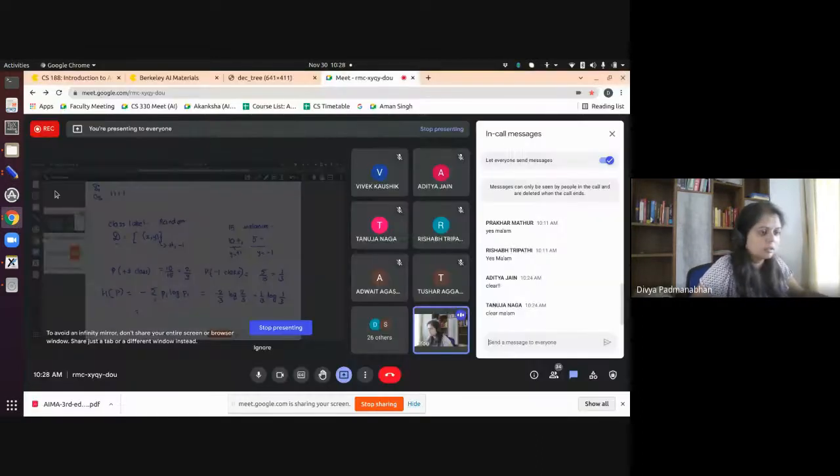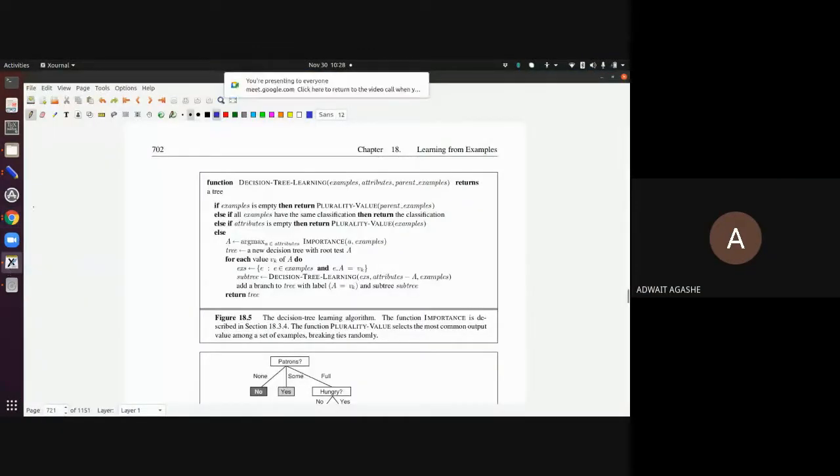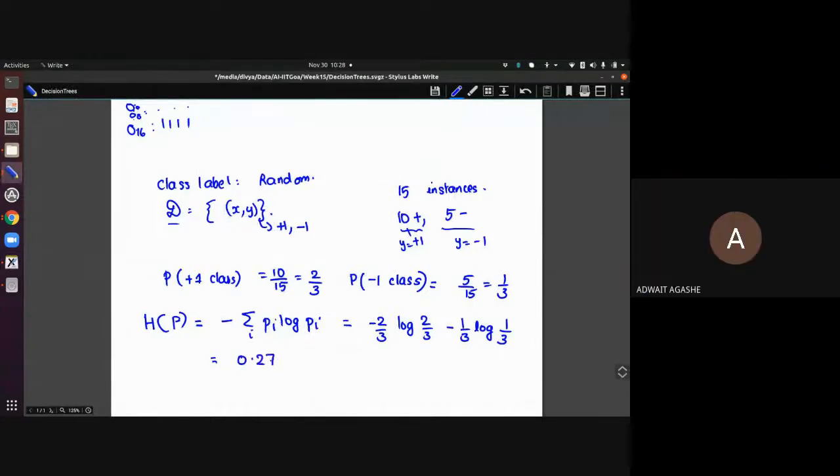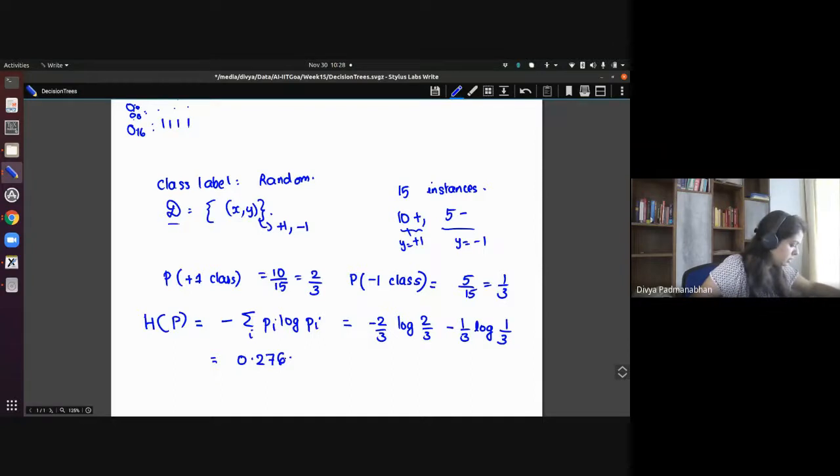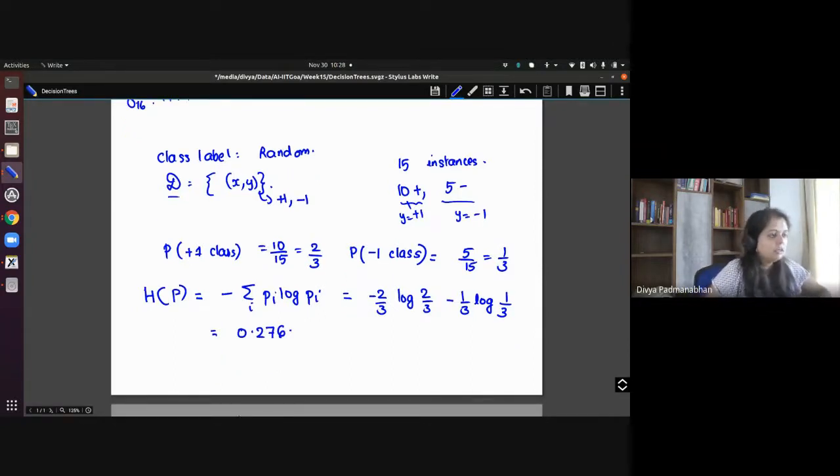Is somebody computing it? Advait? 0.276. Okay, 0.276, fine. So this is about the total class. What this means is that you had no information, just this data set. If you look at the distribution of the class labels, this is the amount of randomness that is there: 0.276. Typically, is this entropy a value between 0 and 1, or no? It's a positive quantity because it's log of p_i. So p_i lies between 0 and 1, so log p_i is a negative value, and with the minus sign it's a positive value. And so this is the degree of randomness that it encapsulates.